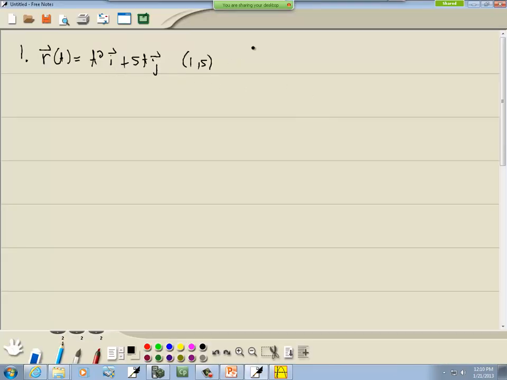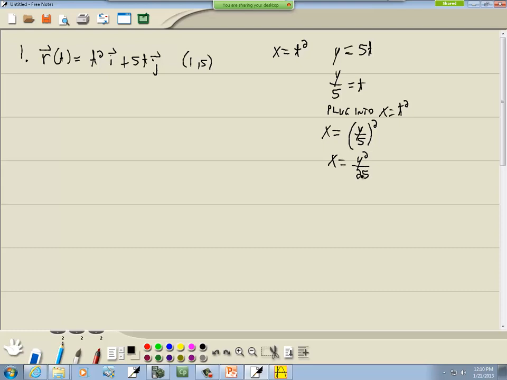Well, let's first look at the graph. If I take a look at the x component, that's t squared, so x is equal to t squared, and the y component is 5t. I'll start with the smaller power of t, y equals 5t, and divide both sides by 5. So we get y over 5 is equal to t. Now we're going to plug this into the other one. So plug that into x equals t squared. So we get x is equal to (y over 5) squared. x is equal to y squared over 25.